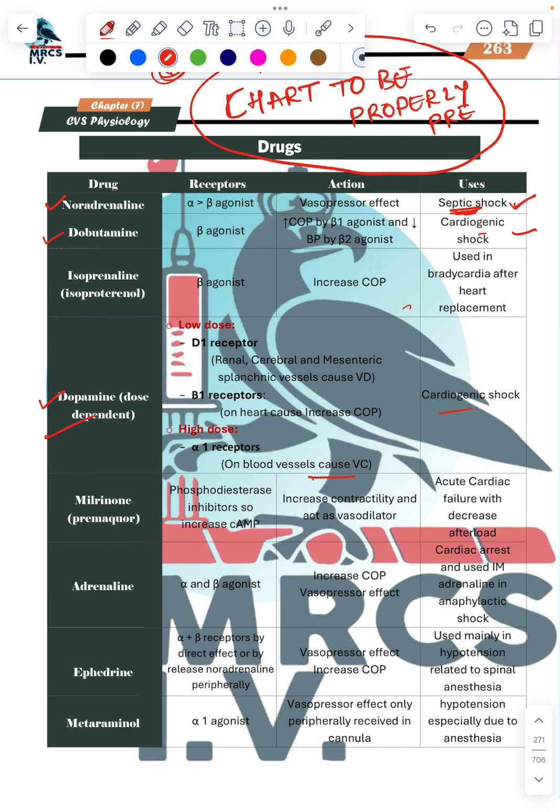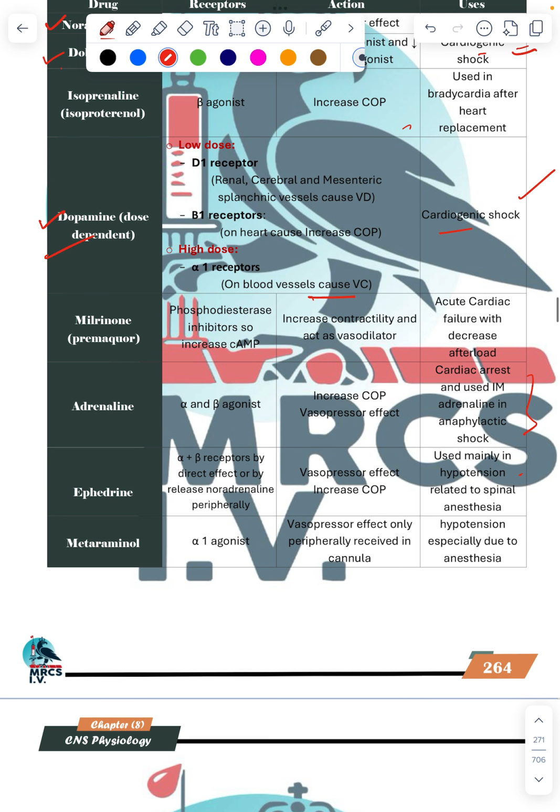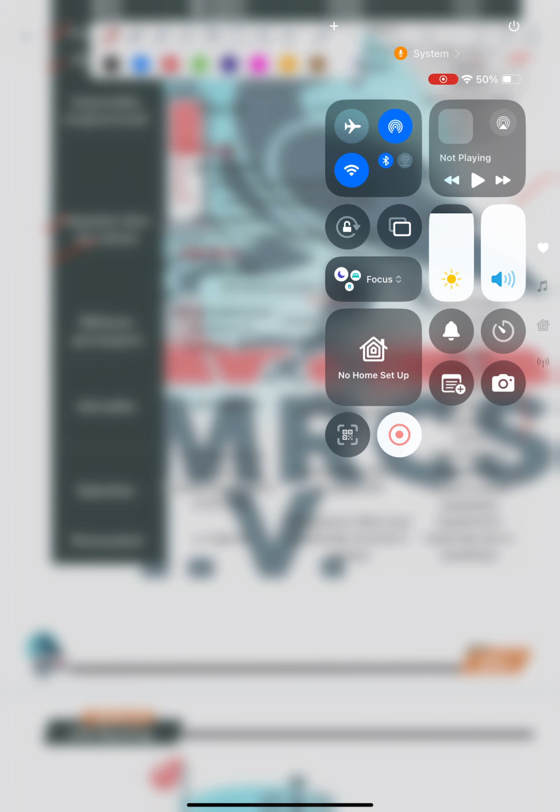So this is about the drugs which are most commonly used in septic shock. Noradrenaline is commonly used. Dobutamine is used in cardiogenic shock. Dopamine is again for cardiogenic shock. Isoprenaline increases cardiac output. Adrenaline is used in anaphylaxis. Epinephrine again in hypotension. So this is about the cardiology, physiology.